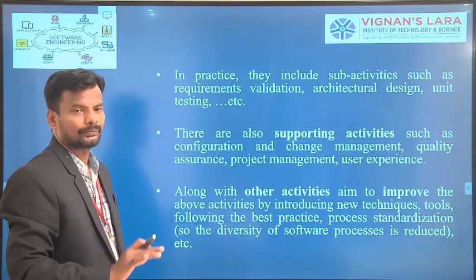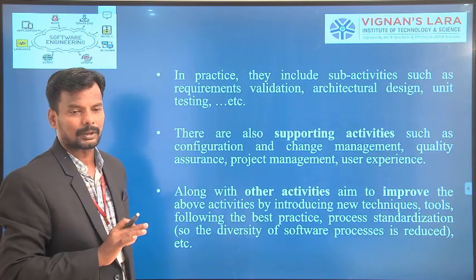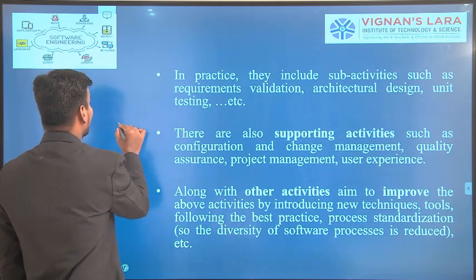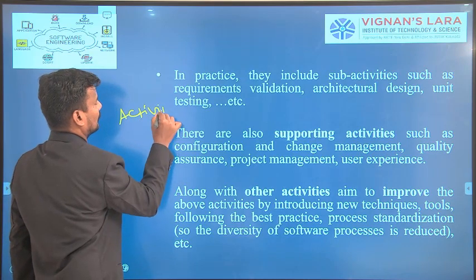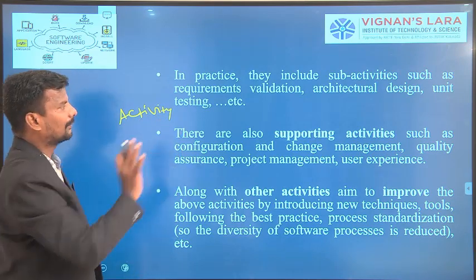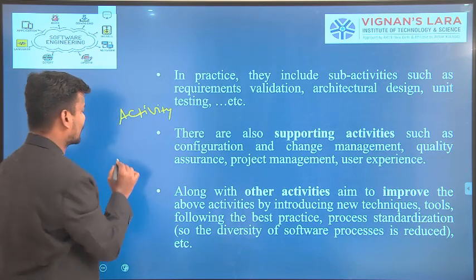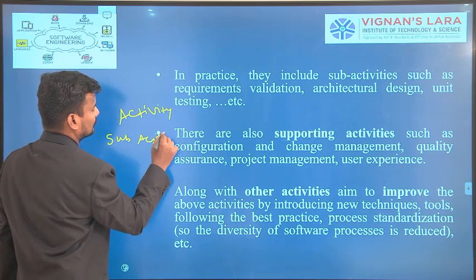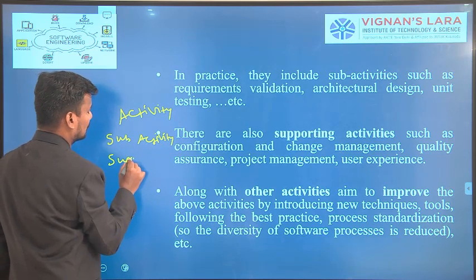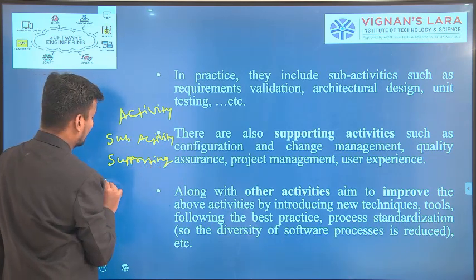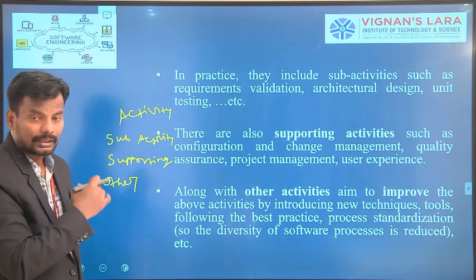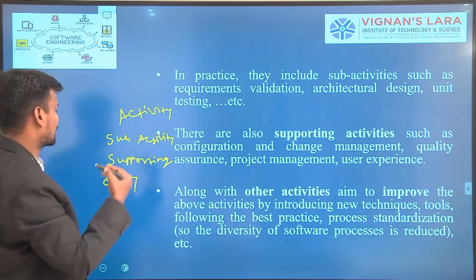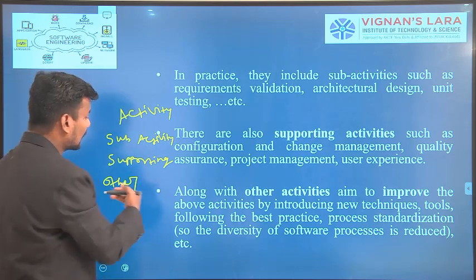The next: if you are developing any software process, we have to use the 5 steps. Apart from the 5 steps, some activities will be involved. We have included some activities, which include some sub-activities, and then supporting activities, and other activities involved during the software process. In practice, now we will discuss one by one: what sub-activities are involved, what supporting activities are involved, and what other activities are involved.